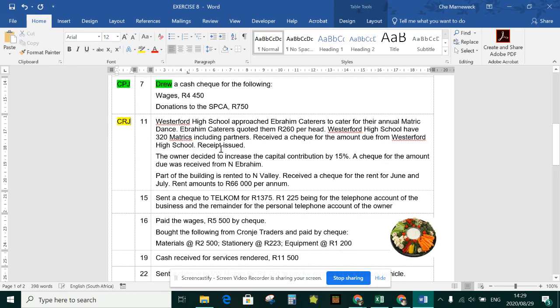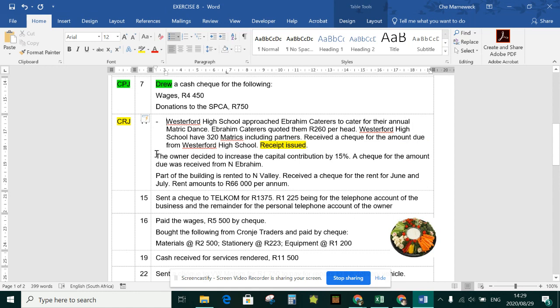The trick here is that we see receipt issued. It's normally a cash register role. So all we do is, instead of having our source doc CRR and under details writing services rendered, we're going to have a receipt number and we would issue that to the school. And that would be Westerford High School under details. Okay, so that's the first transaction for day 11.